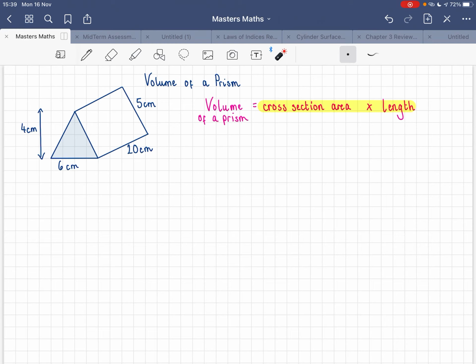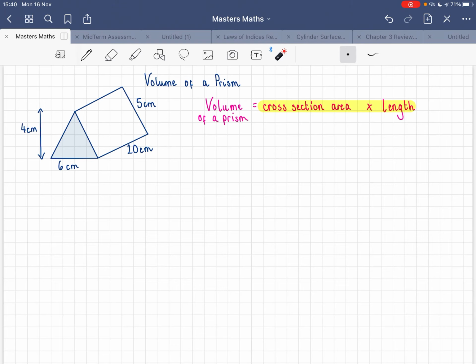So the cross section is, if you imagine a prism, it has a consistent shape all the way through. So if you were to slice it up, you could have slices that are all exactly the same shape. And the cross section is what shape that would be. So in this example, we have a triangular prism. So your cross section is this triangle at the front. If you were to slice the shape kind of through the middle like that, each of those slices would be a triangle, the same size as this one at the front, okay?